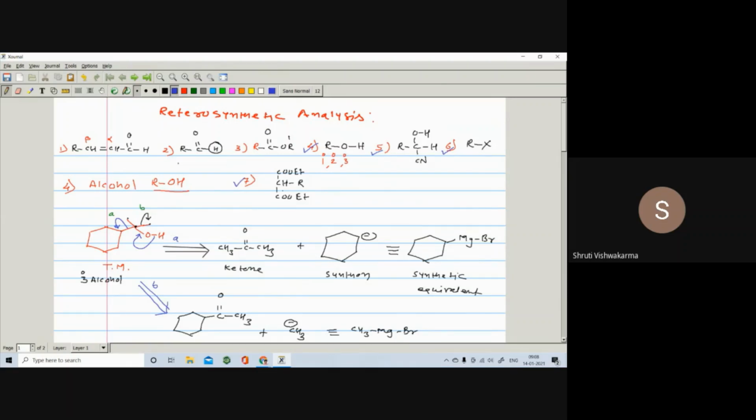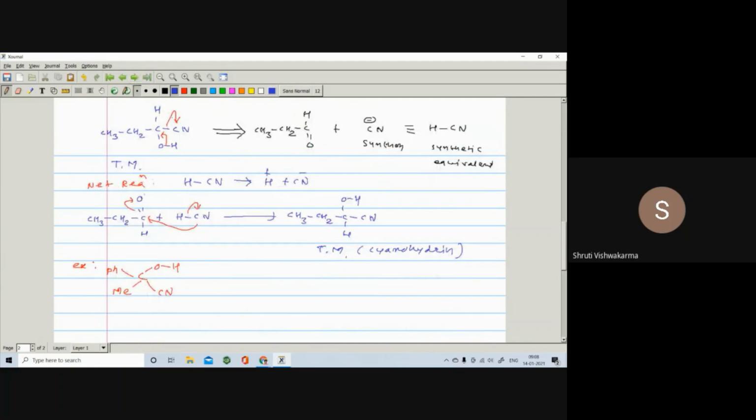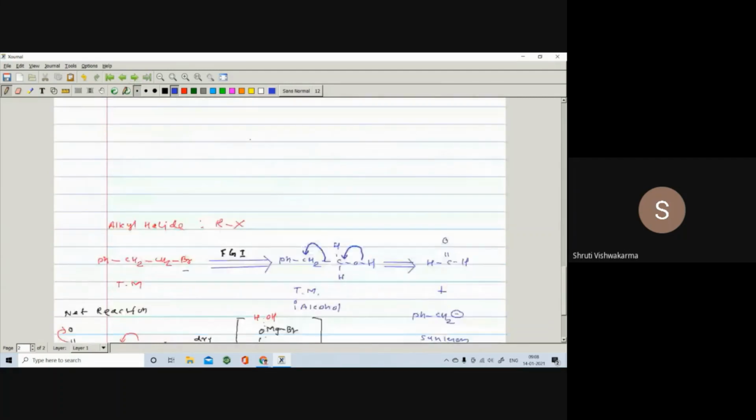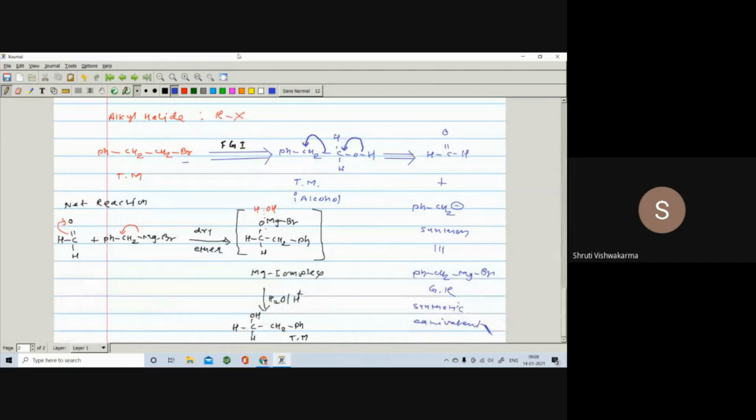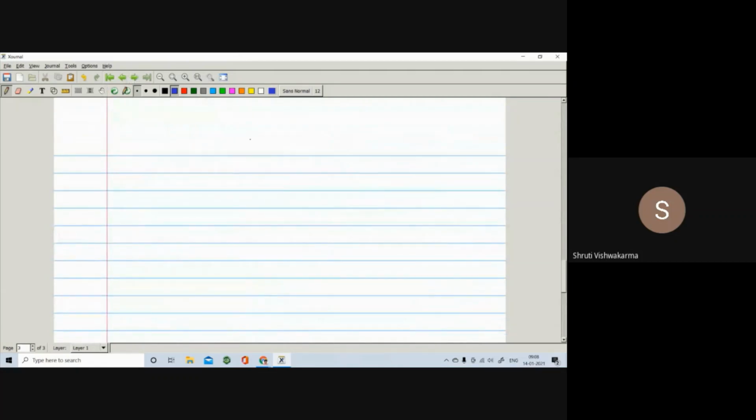This reagent we have learned already in the previous topic. It is one of the reagents. We have to carry out its disconnection. Let us see the disconnection of malonic ester. So here the malonic ester can be represented like this. Here is the H, you have to add R, and from here we will take the R.